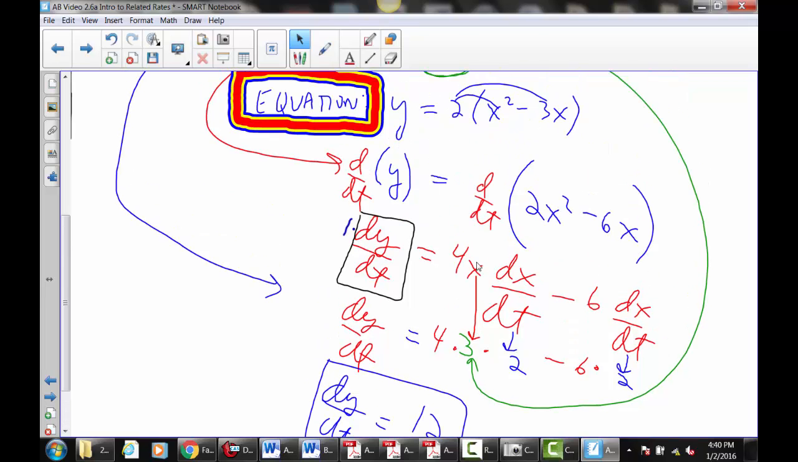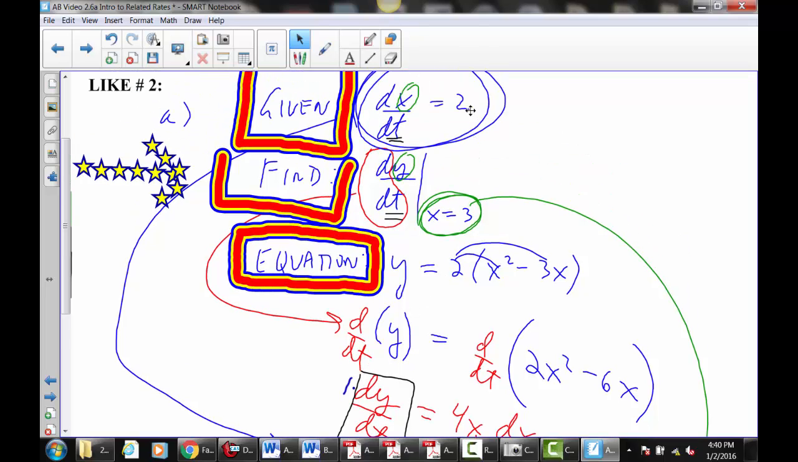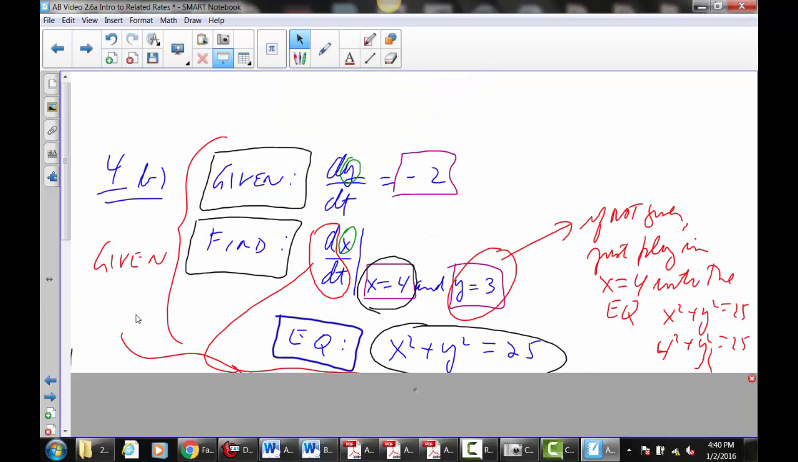The key thing is that the first thing you're going to do is take d/dt of each side, and then you're going to substitute in the values. Do not do that in the reverse order.